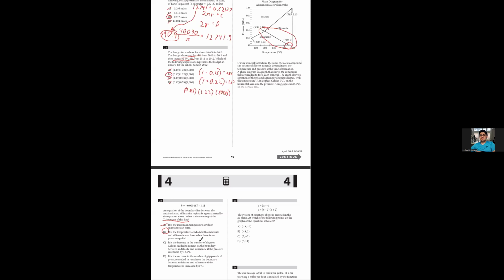Increase in number of degrees Celsius to remain on boundary if the pressure is reduced by 1 GPa? No. And then increase by 1 degree Celsius? No. It's talking more about the actual zero pressure part.